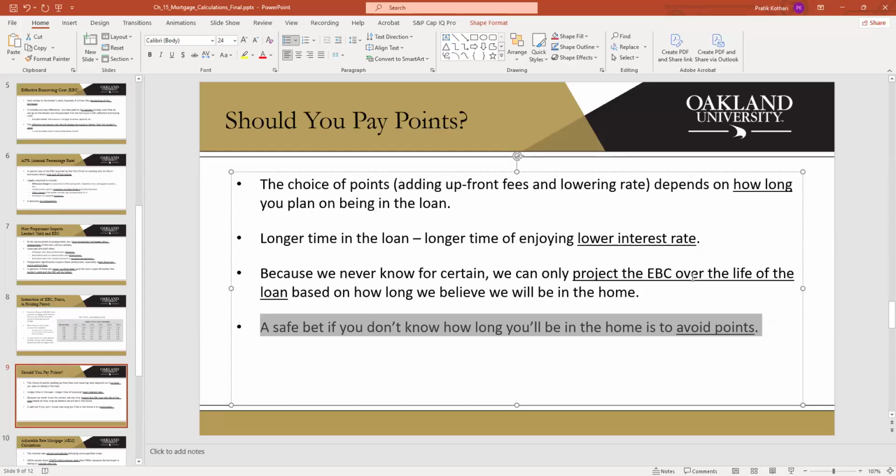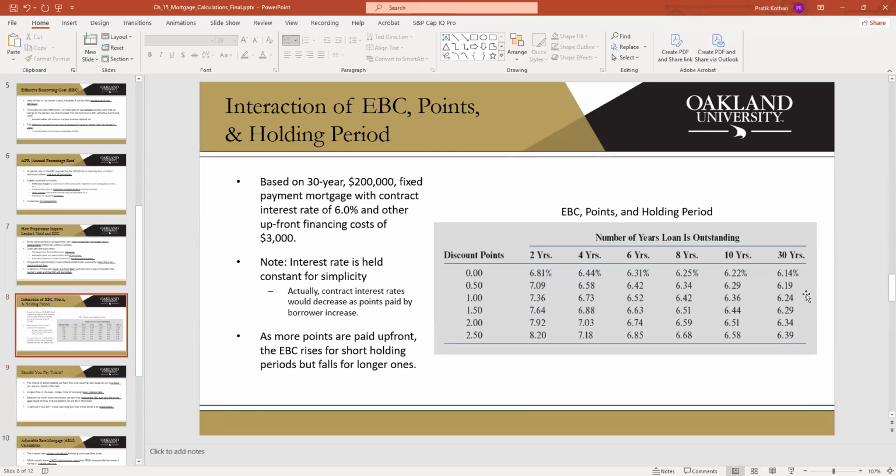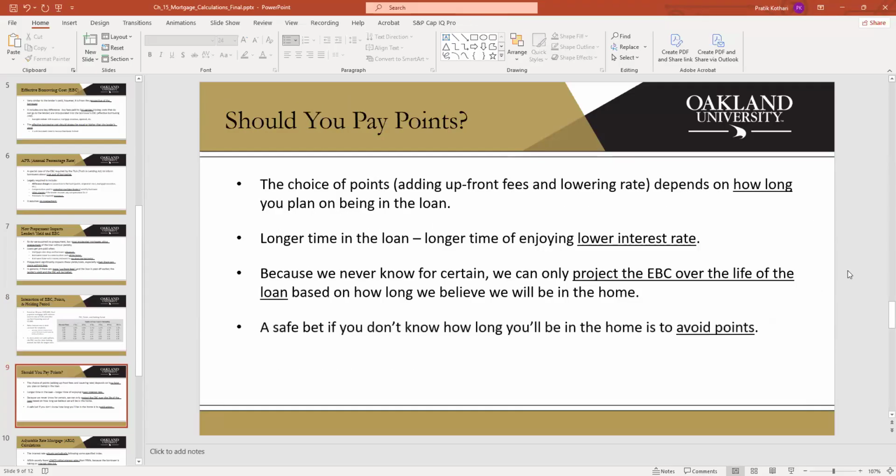I will go one step further and say that if you are sure that you're not going to be in the house for the entire term of the loan, so in this case, this was a 30-year term, then buying points is usually a bad idea. Okay.